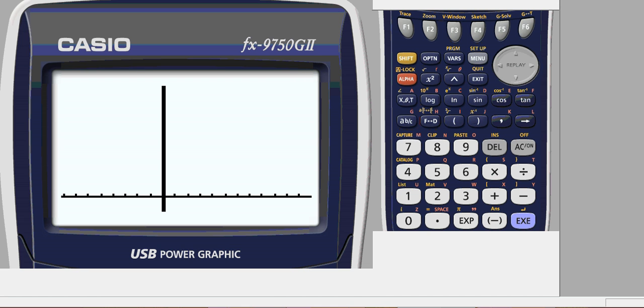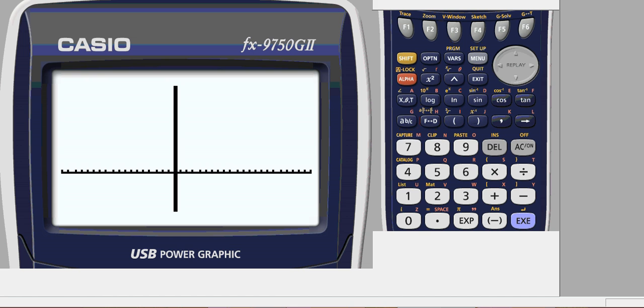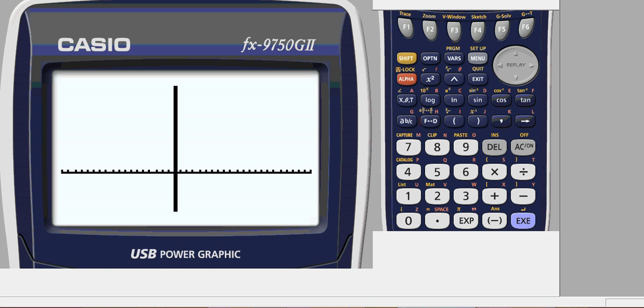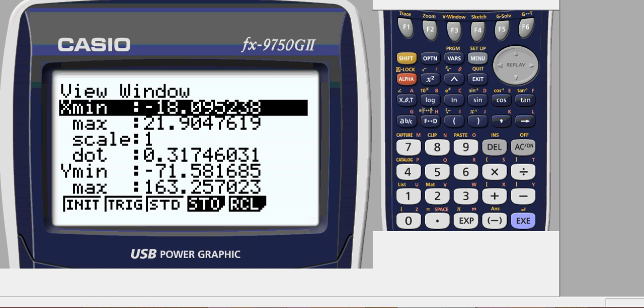So this function isn't even visible at the moment. So you have two options. You can zoom out until maybe you see it. Or if you just look at the values that are being used here, we have 25,000. So we need some really, really large numbers for our window here. So we could zoom out multiple times, or maybe we can just change our viewing window.